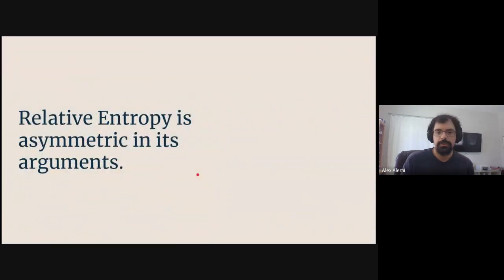So relative entropy is asymmetric. And I think this is ordinarily somewhat of a mystery, but hopefully this way of thinking about things can clarify why it shouldn't be.